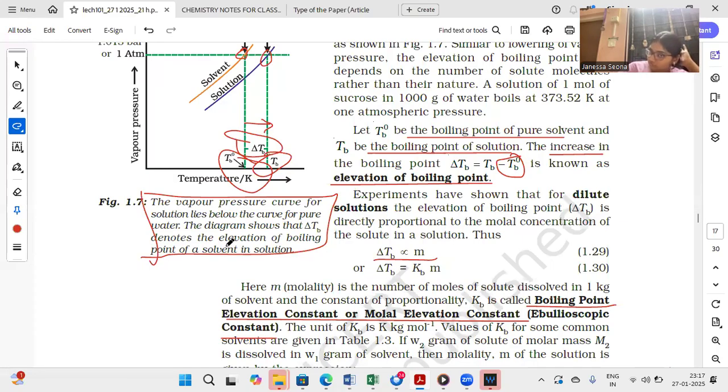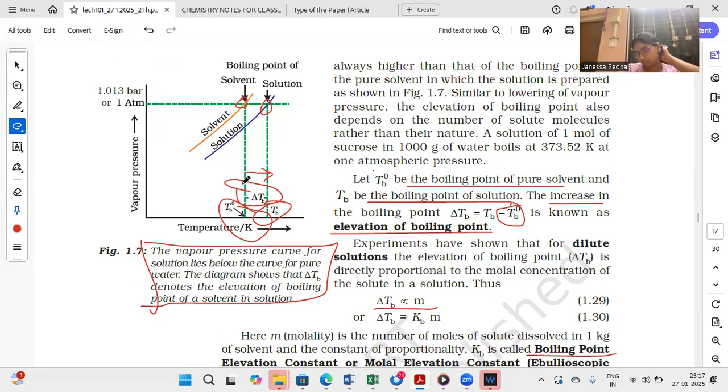So we are dealing with the elevation in boiling point of solvent by the addition of a solute. ΔTB corresponds to how much the boiling point of the solvent has increased when we form the solution. This is the typical plot. When you want to explain the colligative properties, you should remember these plots. At atmospheric pressure, the temperature corresponding to atmospheric pressure is called the boiling point temperature.